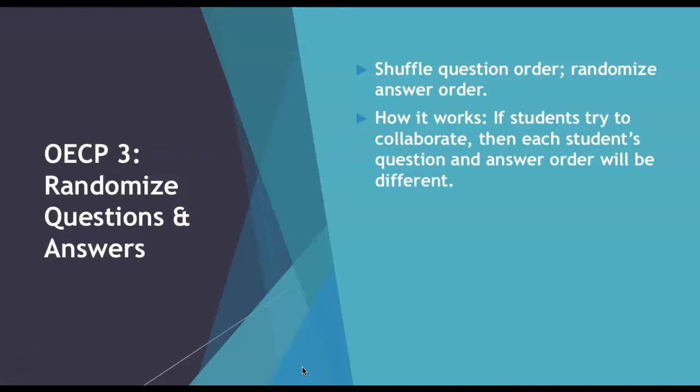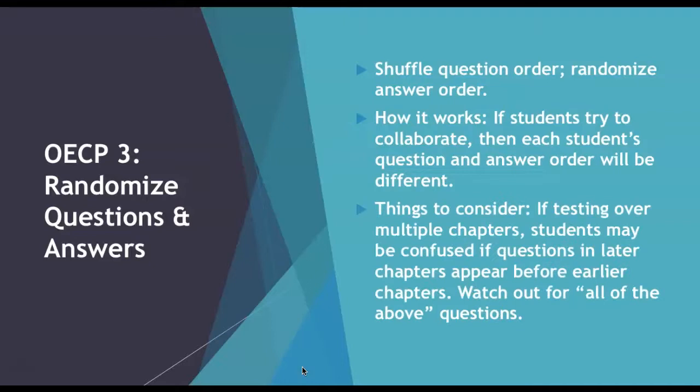This works because if students try to collaborate, then each student's question sequence and answer order will be different. If I'm a student who's already taken the quiz and I say the answer to question 4 is C, you're going to get a different question 4, and that C answer may be A when you get the quiz, if we've actually shuffled and randomized in this way.